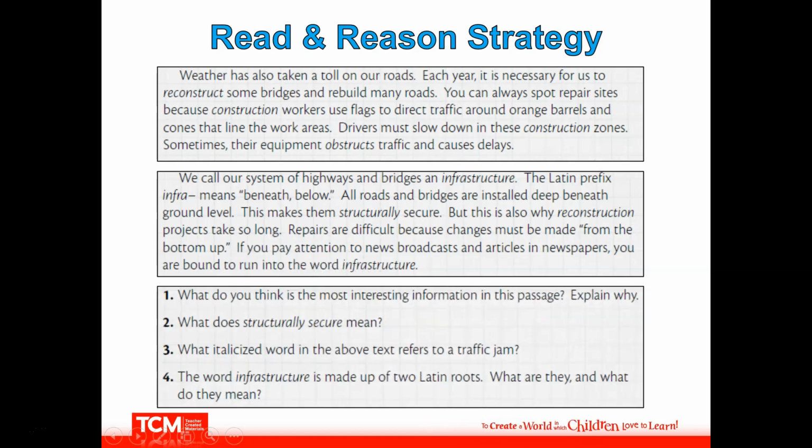So number 1 asks, what do you think is the most interesting information in this passage, and explain why? And basically what we're doing here is we're just asking them a basic comprehension question to see if they've actually read the passage. Number 2, we're going to ask them, what does the phrase structurally secure mean as it is used in the paragraph? Number 3, what italicized word in the above text refers to a traffic jam? And then number 4, the word infrastructure is made up of 2 Latin roots. What are they and what do they mean?